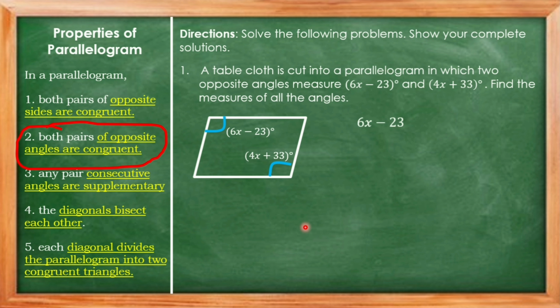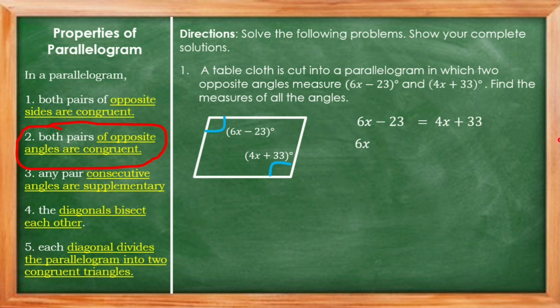So, ito yung magiging equation niya. 6x minus 23 is equal to 4x plus 33. So, as you can see, this equation is in a linear form. And to solve a linear equation, we have to combine first the linear term and then the constant term. Here, the linear terms are 6x and 4x. So, pagsasamahin muna natin sila.